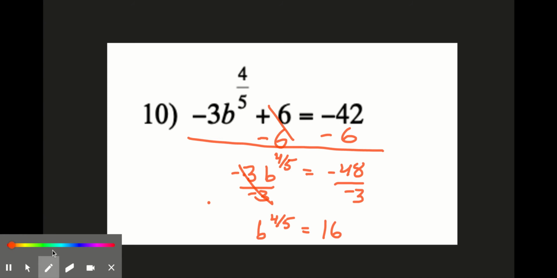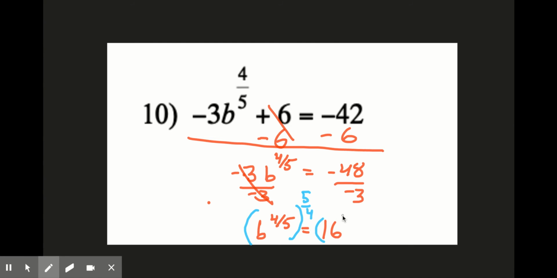And this is where people forget those exponent rules. Guys, don't ever forget that math is all about manipulation. I want to manipulate this to be what I want it to be. Because 4 times 5 is 20, 5 times 4 is 20. So when I do this, what's happening is that I'm getting b to the power of 20 over 20. And I don't need to worry about b to the power of 20 over 20. That is just b to the first.